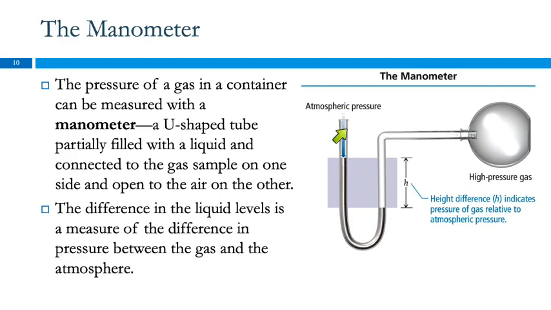On this side, we have atmospheric pressure pushing down. And so what we see is there's a difference in these levels that can be measured again with a ruler, just like with the barometer. And that's the difference in pressure.